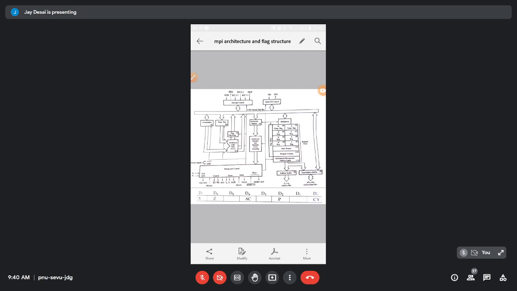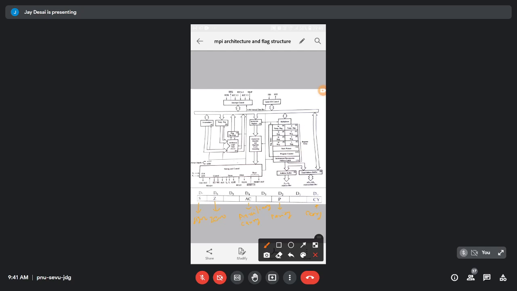So there are mainly 5 flags. CY means carry flag. P means parity flag. AC means auxiliary carry flag. Z means zero flag. S means sign flag.